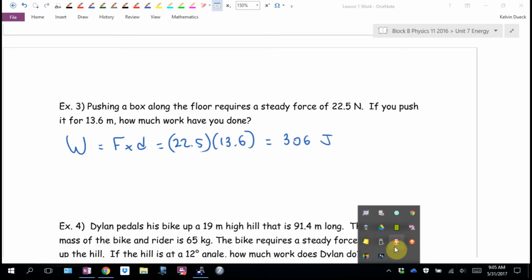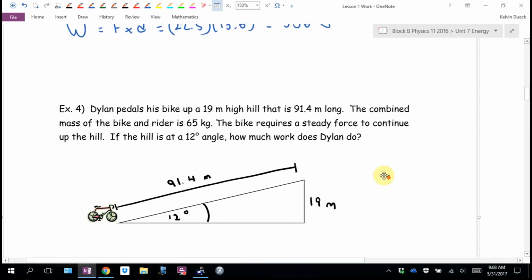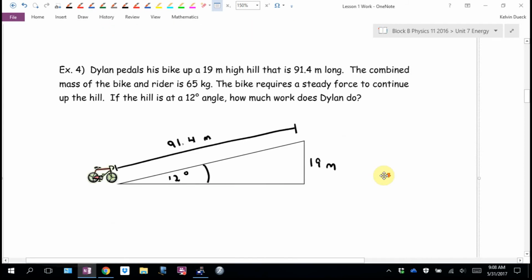Let me give you an example. Pause the video. This notion that the force and the distance have to be in the same direction actually is a great time saver, is really, really handy. Dylan pedals his bike up a 19-meter high hill that is 91.4 meters long. The combined mass of the bike and rider is 65 kilograms. The bike requires a steady force to continue up the hill. If the hill is at a 12-degree angle, how much work does Dylan do?